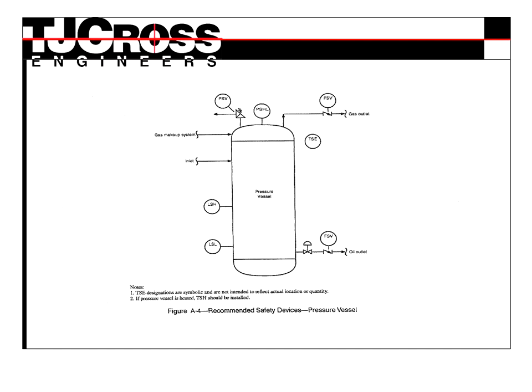API RP14C provides guidelines for each type of equipment. For example, pressure vessels. Pressure vessels provide for separation, dehydration, storage, and surge. The guidelines provide us with typical pressure, level, flow, and temperature safety devices to prevent overpressure, overflow, gas blowby, and underpressure events.